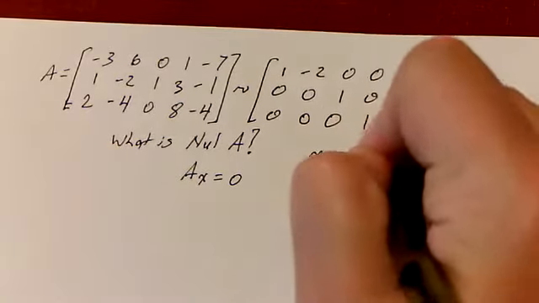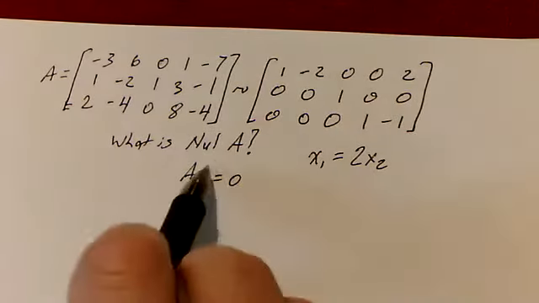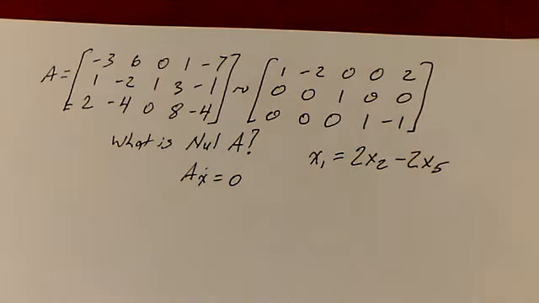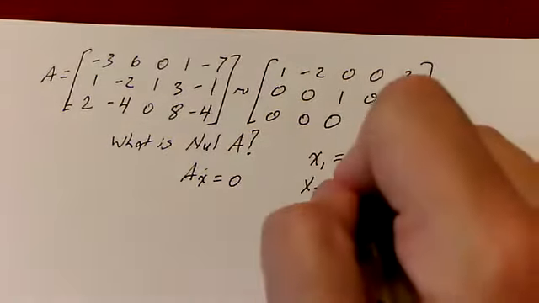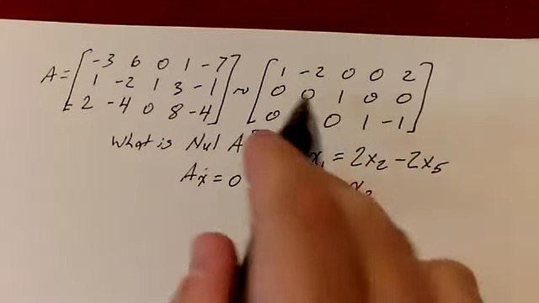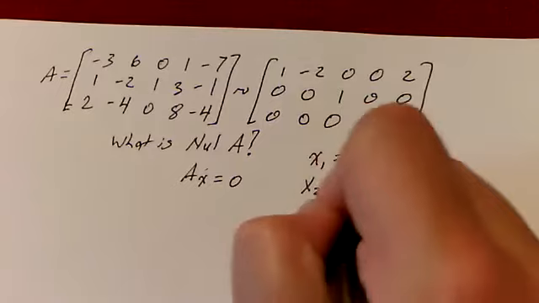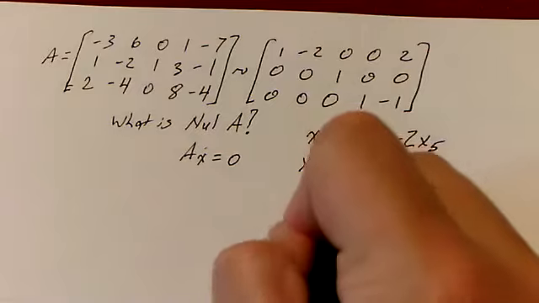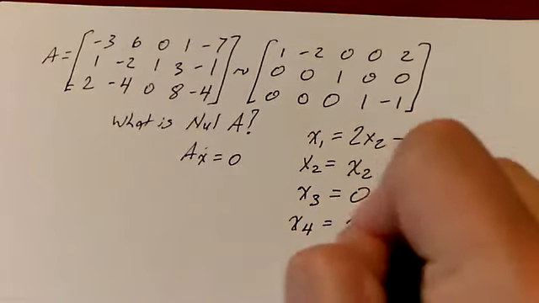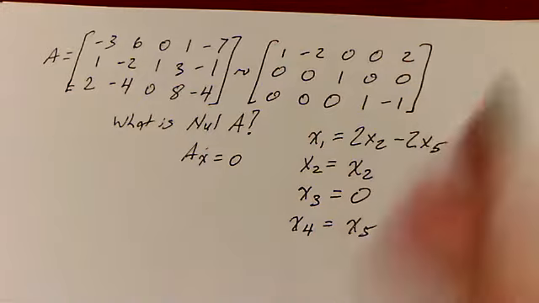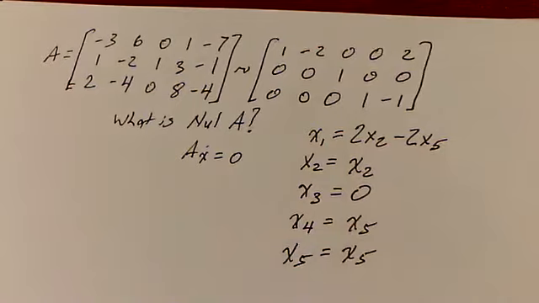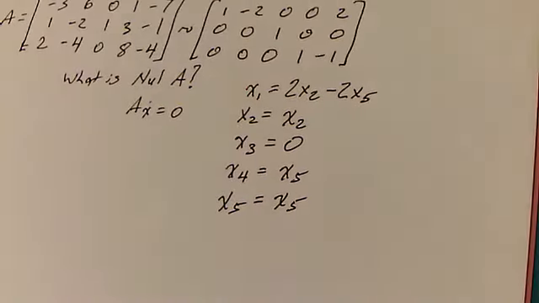x1 is equal to 2x2 and -2x5. Remember, it goes to the other side of the equal sign for Ax equals 0. x2 is a free variable, so x2 equals x2. For x3, there's nothing else on that line, so x3 is just 0 all the time. x4 is equal to x5, again because that -1 goes to the other side of the equal sign, it'll be positive. And then x5 is a free variable. So I have a solution set here.